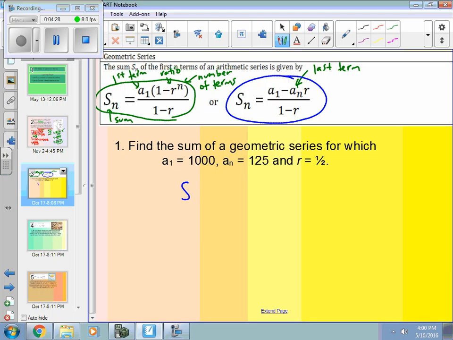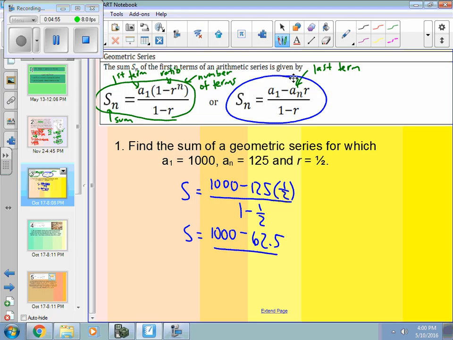So substituting in the information we know, 1,000 minus the last term, 125, times R of 1/2, all over 1 minus 1/2. Simplifying here, we want to make sure we multiply before we subtract. So 1,000 minus 1/2 of 125 is going to be 62.5. And then on the bottom, 1 minus 1/2 is going to be 1/2. We want to subtract this now.